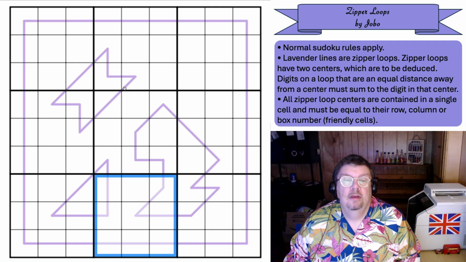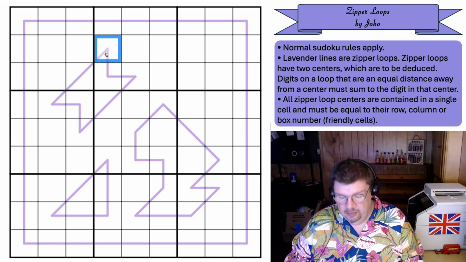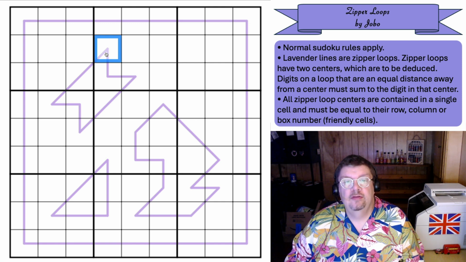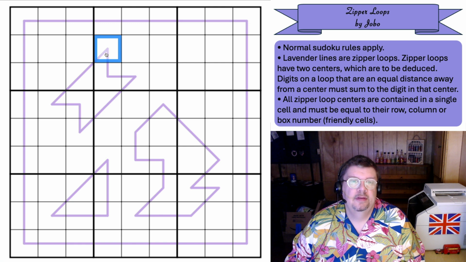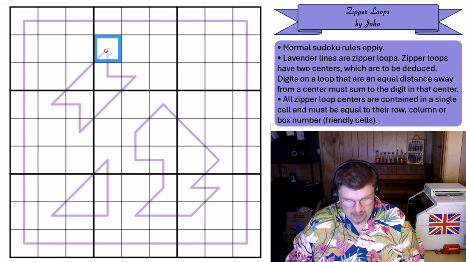Okay, so let us first consider if this were a zipper line rather than a zipper loop. On a zipper line, first of all, you might have a central cell, a center, or you could have a central pair of cells with a sort of nominal center on the edge. But we have been told that all zipper loop centers are contained in a single cell. So we're going to have a central cell.